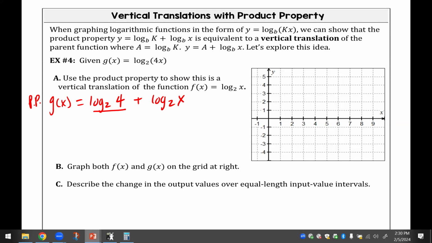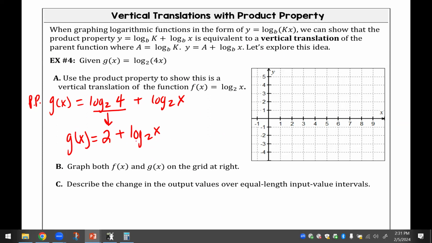So 2 to what power equals 4? 2. So log base 2 of 4 equals 2. So I have 2 plus log base 2 of x. All this is telling me is that I'm taking my parent function, log base 2 of x, and translating it up 2. Does that make sense?